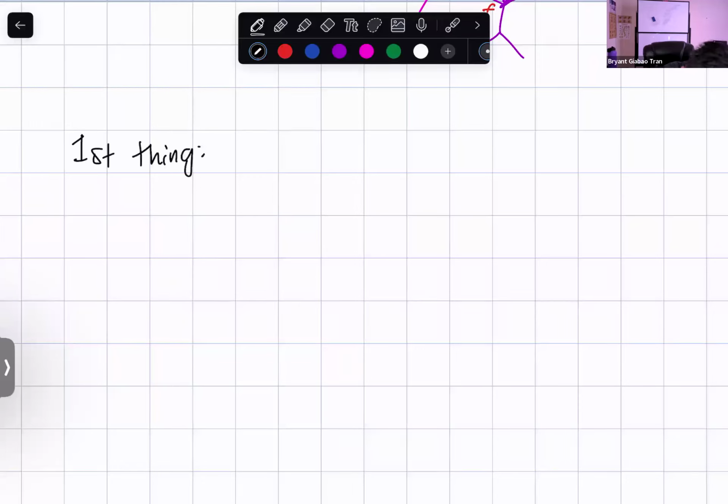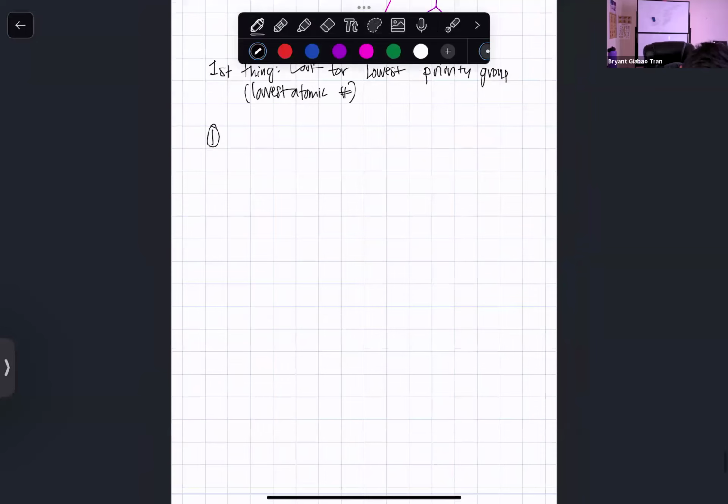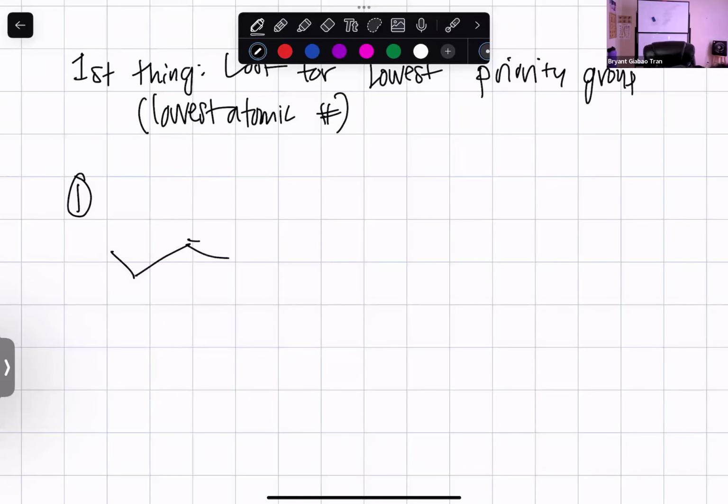for R and S, look for the lowest priority group, which is the one with the lowest atomic number. And there are 3 scenarios. The first scenario is going to be the easiest. The second scenario is intermediate. The third scenario is the hardest, right? So let's look at this one here. There is a chiral center here.